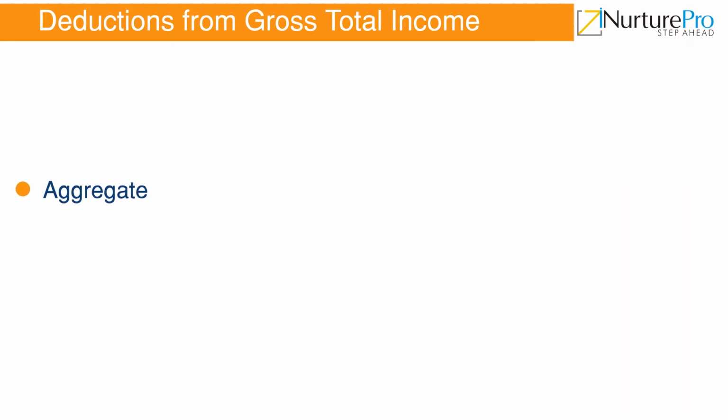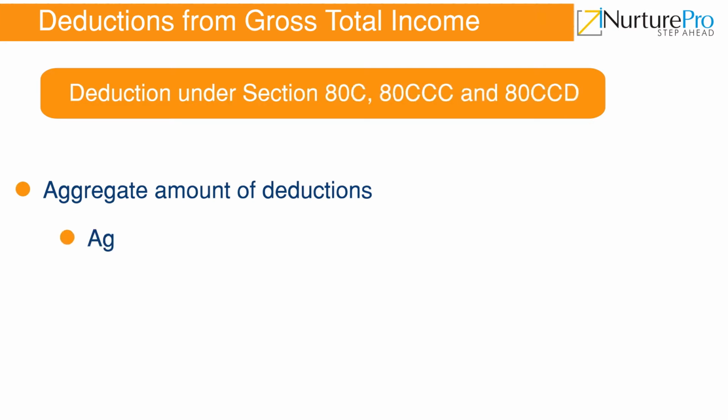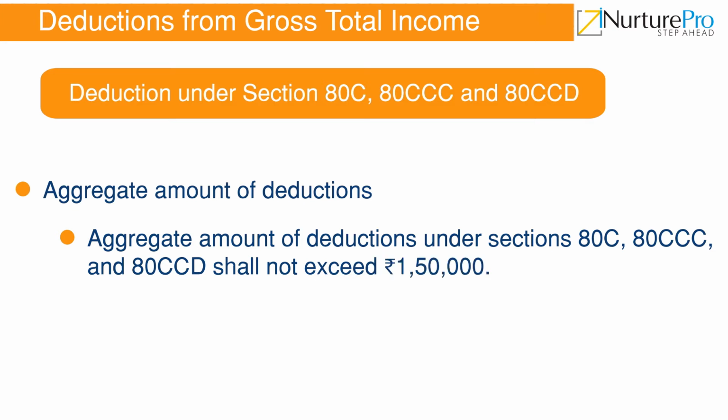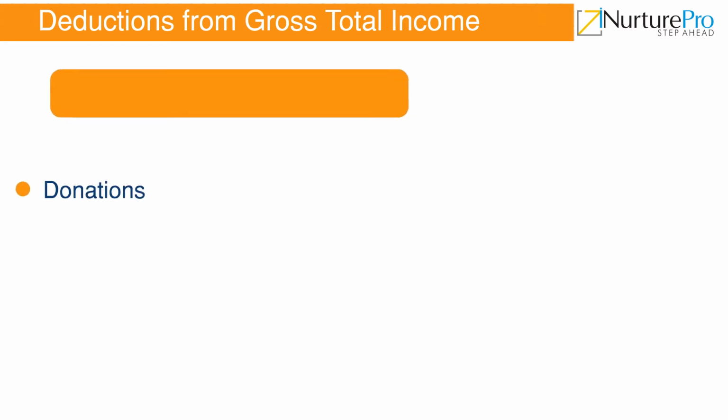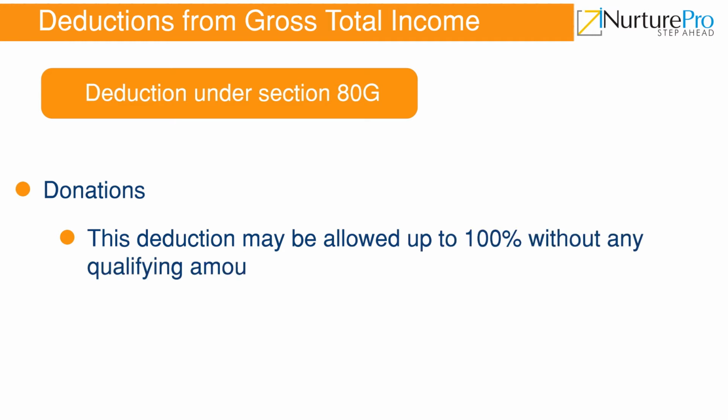Aggregate amount of deductions. Sections 80C, 80CCC and 80CCD. Aggregate amount of deductions under Section 80C, 80CCC and 80CCD shall not exceed rupees 1,50,000. Donations. Section 80G. Any donation made to certain funds, charitable institutions and so on is deductible subject to certain conditions. This deduction may be allowed up to 100% without any qualifying amount.